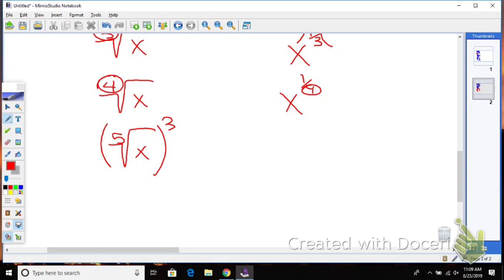Now, what's the denominator going to be here? The 5. So what do you suppose the 3 is? Probably it goes on top. The numerator. The power goes on top. So the power's on top, the root is on bottom. Give me the whole thing. You got this?